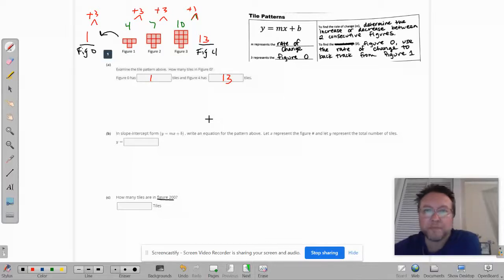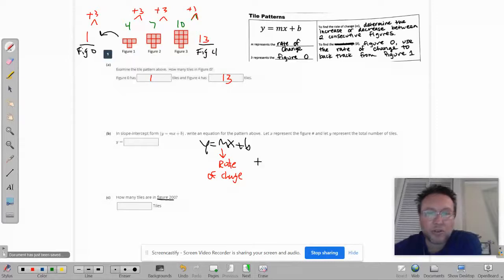And so the shortcut for our tile pattern is we write it in the form y equals mx plus b. With y equals mx plus b, the m represents the rate of change, right? The slope. This is our rate of change. And then the b represents our starting amount, our starting point.